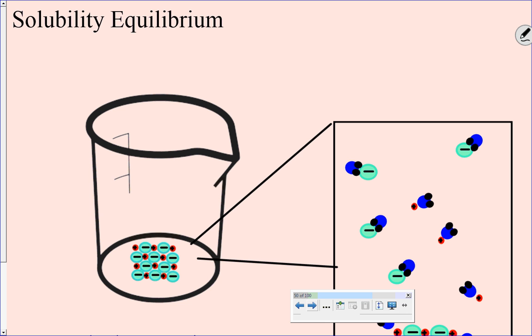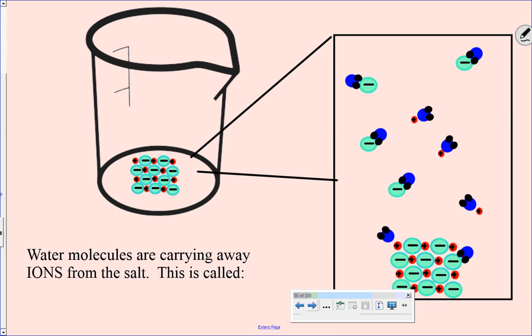Saturated solutions are another form of physical equilibrium. If we put some salt into water and allow it to dissolve, the water molecules are picking up salt ions and carrying them away in the process we call dissociation. Now, when we talk about a saturated solution, which takes you back to table G, there's a certain amount of solute that a particular solvent can hold at a particular temperature.